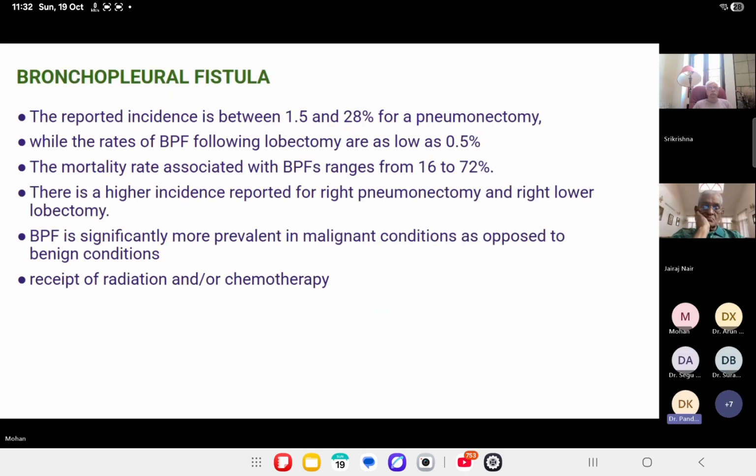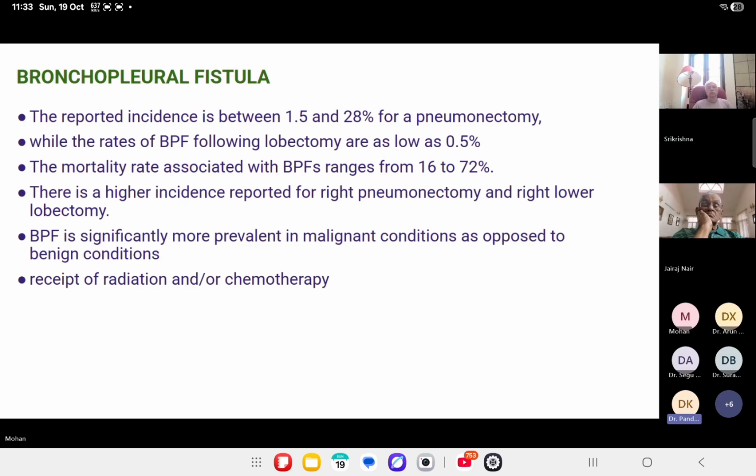Coming to bronchopleural fistula, the reported incidence is between 1.5 to 28% for a pneumonectomy, while the rates of bronchopleural fistula following lobectomy are as low as 0.5%. Mortality rates associated with bronchopleural fistula range from 16 to 72%. It can be as low as 70, can be high also.